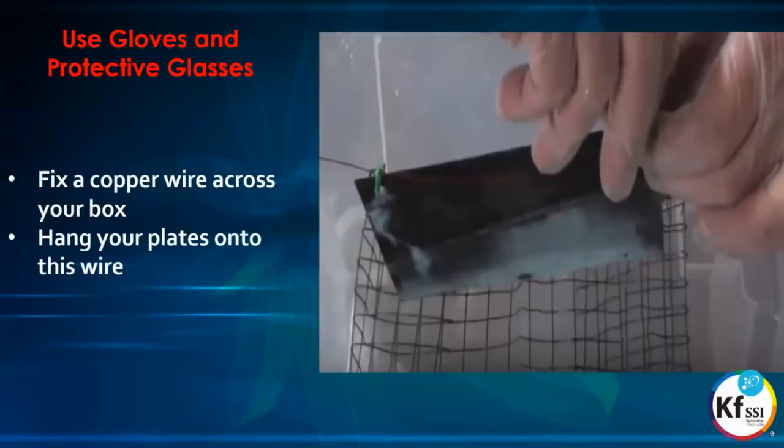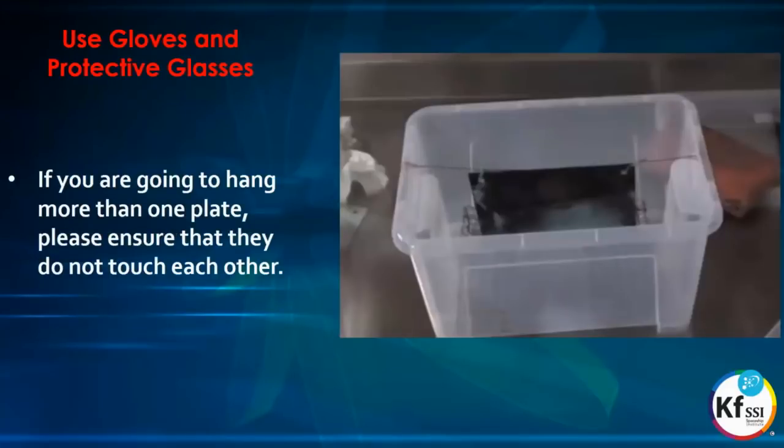There are many methods, but one of these is to fix a copper wire across your box so that you can hang your plates onto this wire, so that anything you want to nano coat is hanging and not sitting on the base. And if you're going to have 2 or 3 plates, make sure that these plates are all hanging and also not touching each other. Nothing must touch each other in that box.